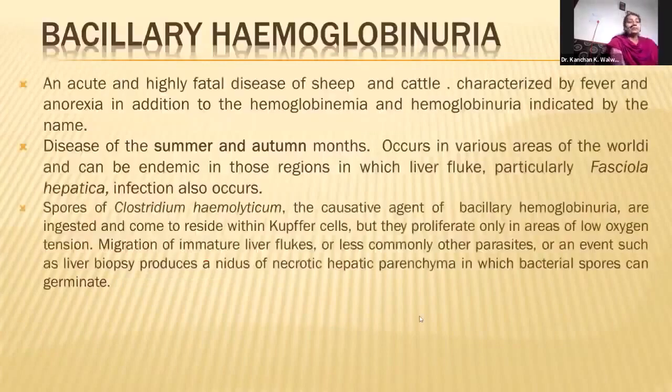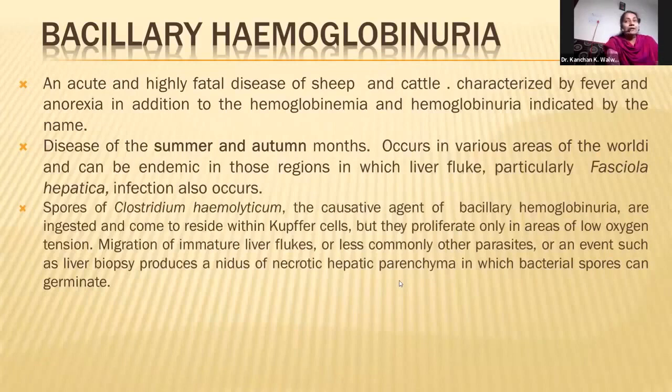Bacillary hemoglobinuria. It can be defined as an acute fatal disease of sheep and cattle. Goats are also affected, but sheep are more afflicted with this. And it is characterized by hemoglobinemia and hemoglobinuria. As indicated by the name, bacillary hemoglobinuria, hemoglobinuria has to be there. Okay. So this is a disease of sheep and goat and cattle.